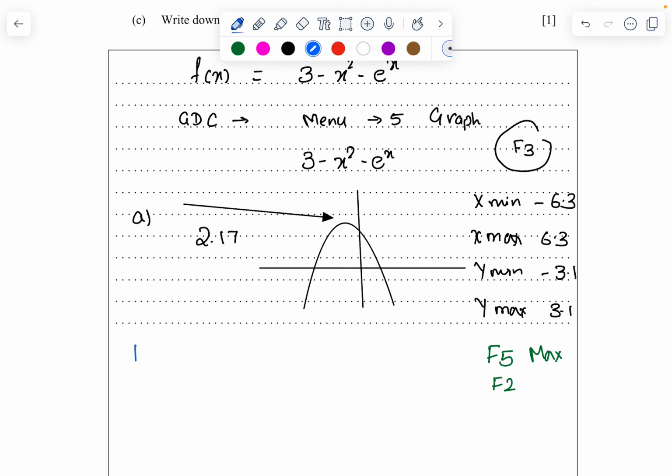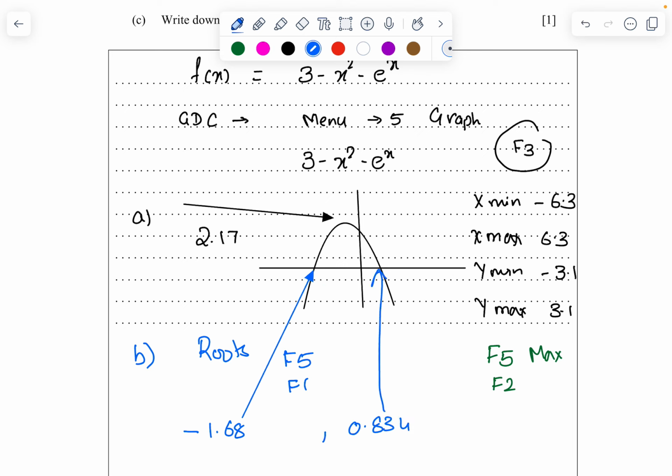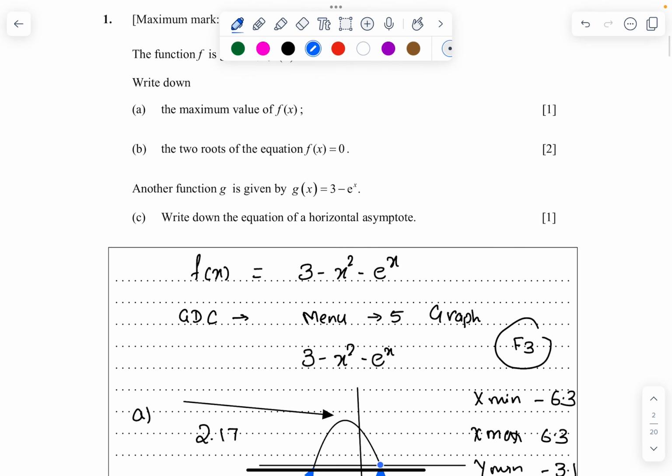the roots. For the roots, what should I be doing? In the same one, use F5 followed by F1. You'll be getting negative 1.68 as this point. That is one of the roots, and 0.834 as another root. This is going to be the other root. Those are the two roots.